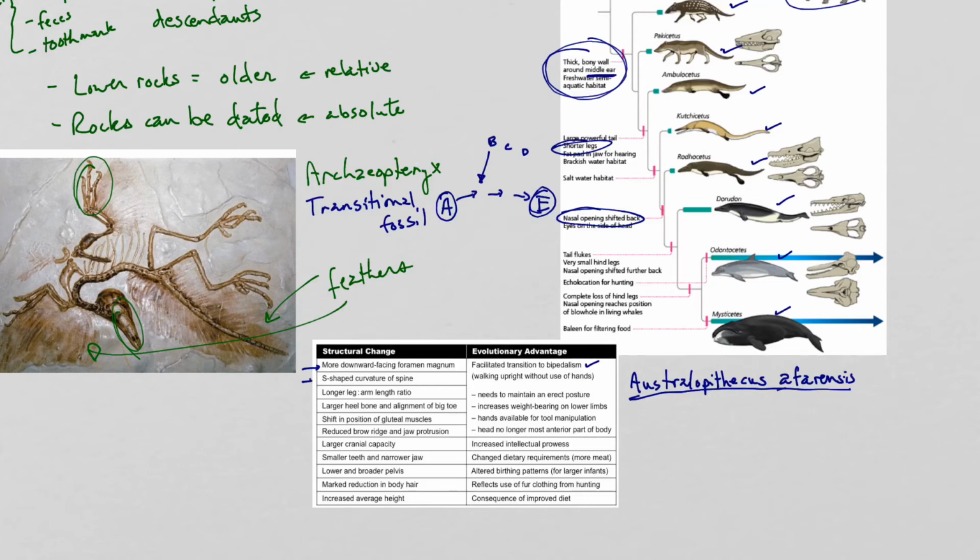The curvature of the spine became S-shaped. The leg became longer than the arm as far as ratios go. Bigger heel bone. A shift in our gluteal muscles. Those are the butt muscles. So that means there was something changing about how the muscles were going into the hip. And all of these changes have been identified through the use of transitional fossils.